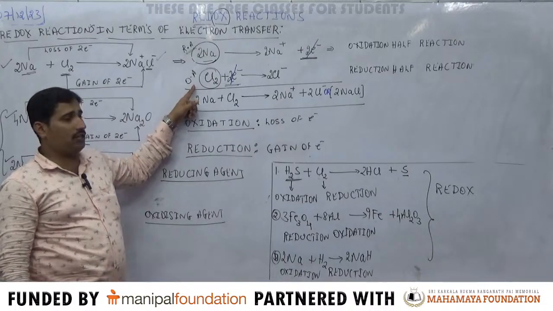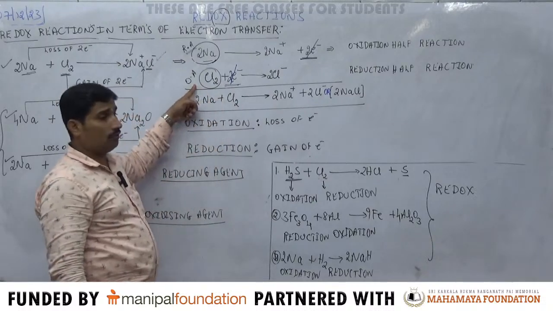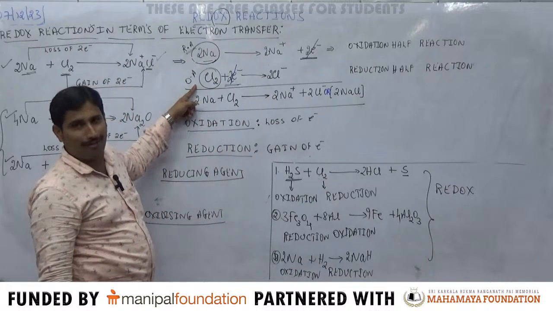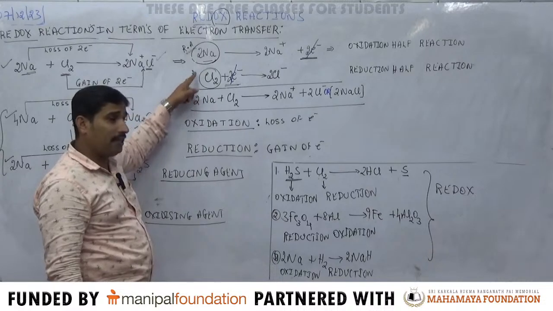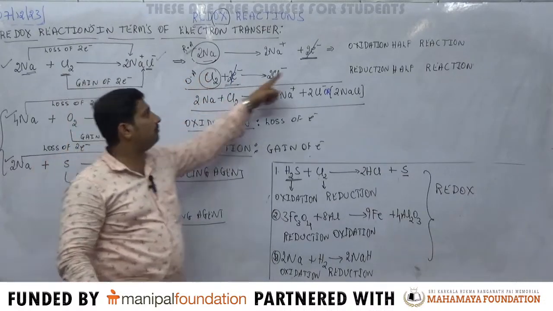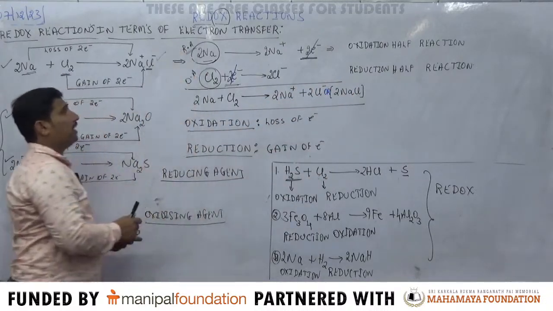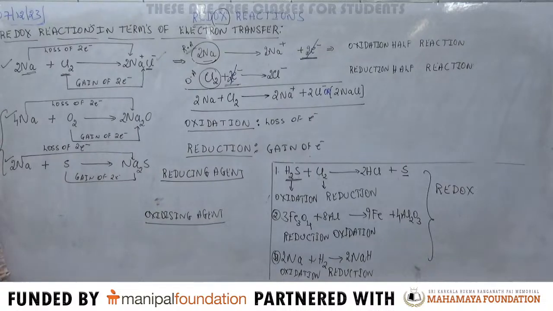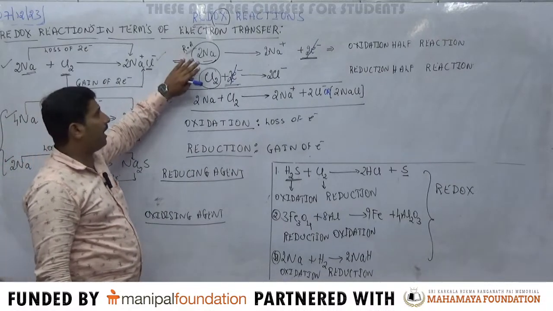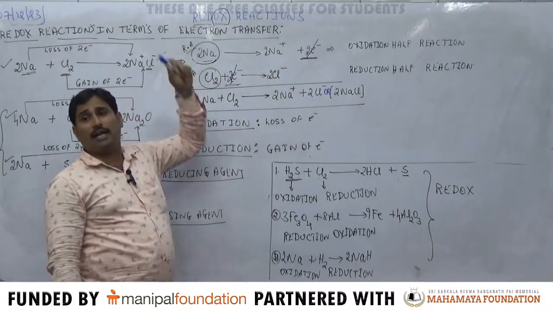It is an oxidizing agent. It is helping for the oxidation. Itself will undergo reduction. Correct, no? So oxidizing agent and reducing agent. An oxidizing agent is the agent; it is helping for the oxidation, itself will undergo reduction. Similarly, reducing agents are the agents; itself will undergo oxidation, it is helping for the reduction.